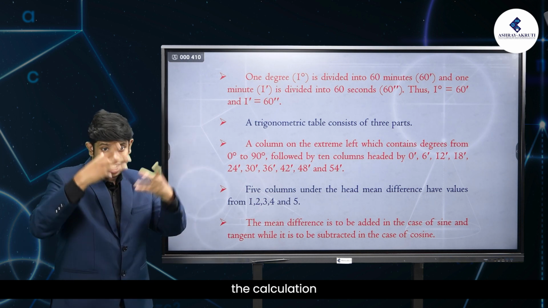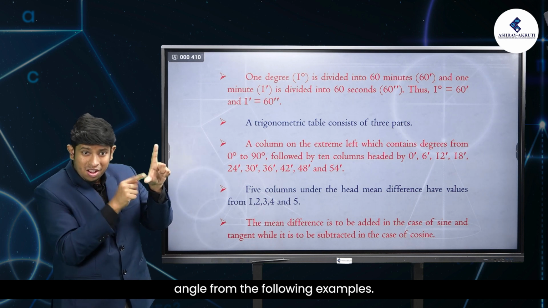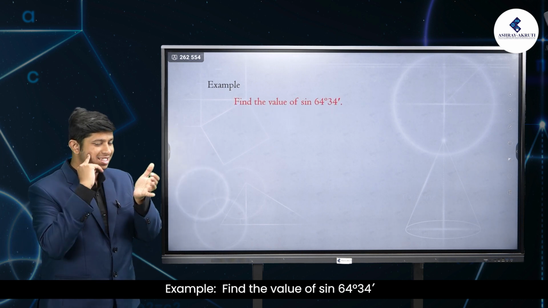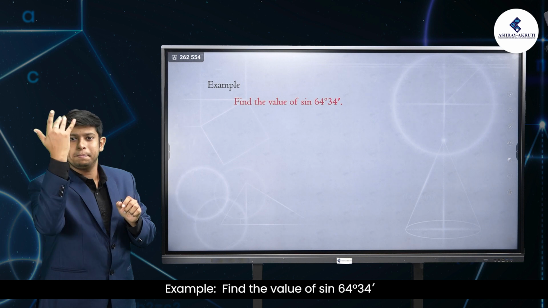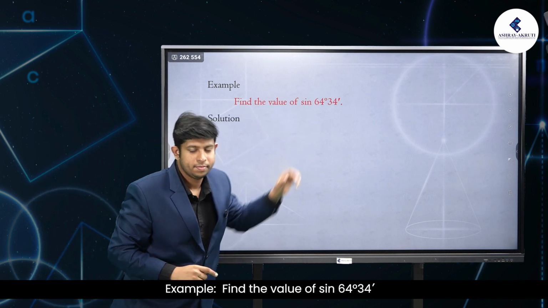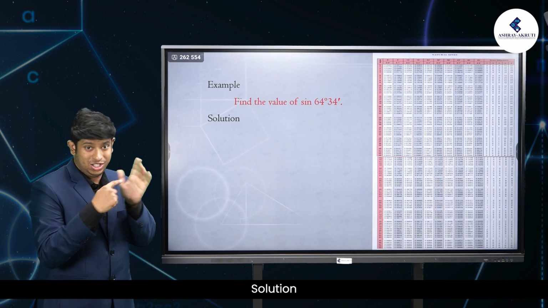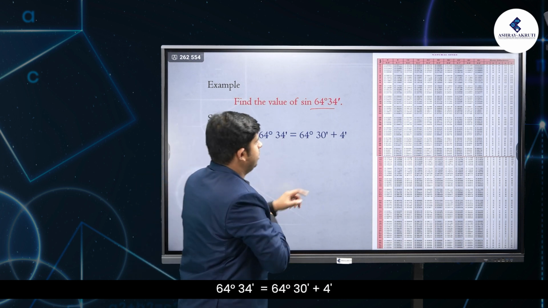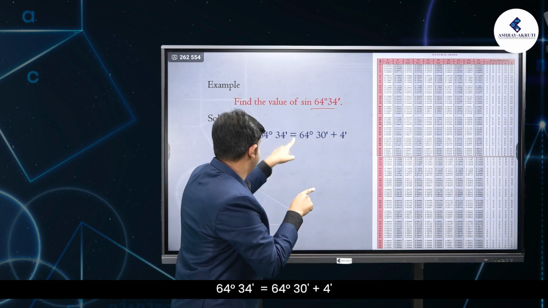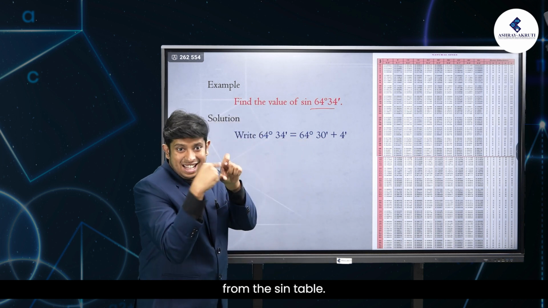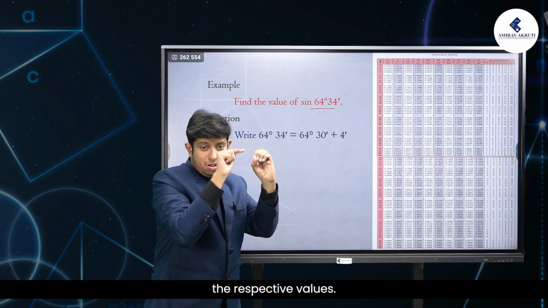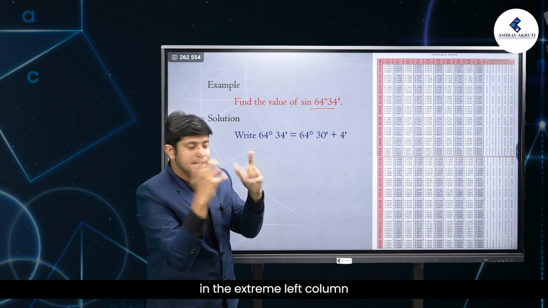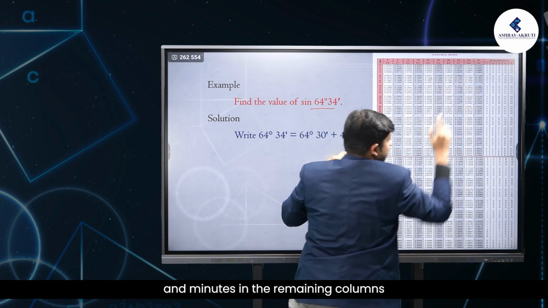Now, let us understand the calculation of values of trigonometric angle from the following examples. Example: find the value of sin 64 degrees 34 minutes. Solution. Given 64 degrees 34 minutes, it can be written as 64 degrees 30 minutes plus 4 minutes. From the sine table, we can get the respective values. The table consists of degrees in the extreme left column and minutes values in the remaining columns.